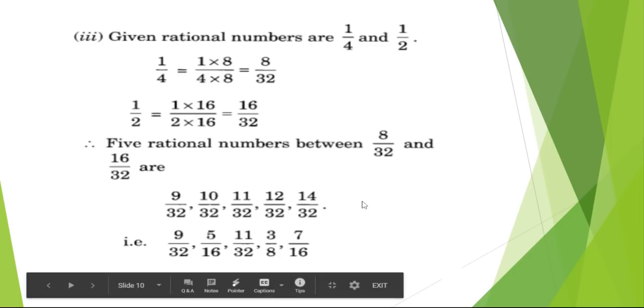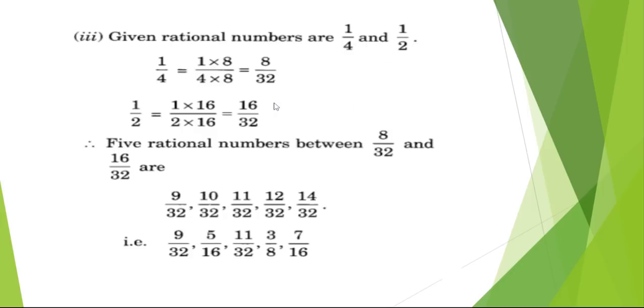In the third part, you need to find rational numbers between 1 by 4 and 1 by 2. Again, what we have done is we have made a common denominator of 32, and then you can easily find 5 rational numbers between 8 by 32 and 16 by 32. And don't forget to not include 8 by 32 and 16 by 32 in the list.